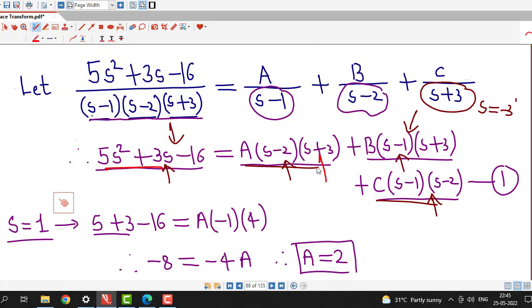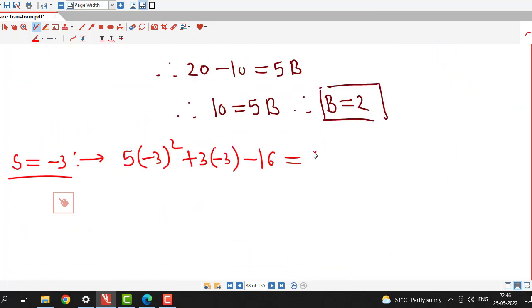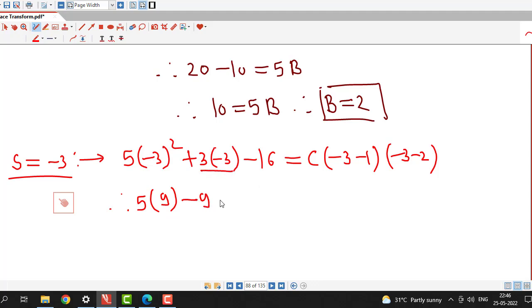For s equal to minus 3, these two terms will be 0, because s plus 3 will be 0, and we have c into (s minus 1) into (s minus 2). C into (s minus 1), that is minus 3 minus 1, into (s minus 2), that is minus 3 minus 2, and here minus 3 square, that is 9, minus 3 into 3 minus 16. This is equal to c times minus 4, and this is minus 5.